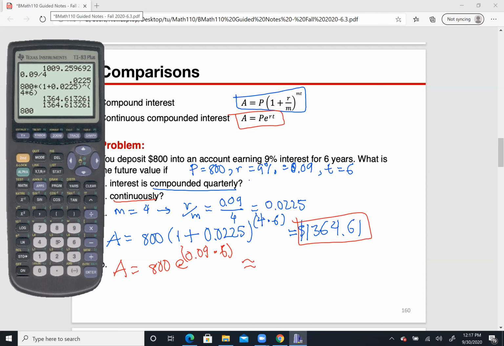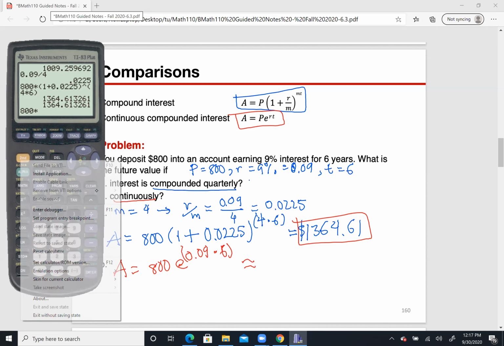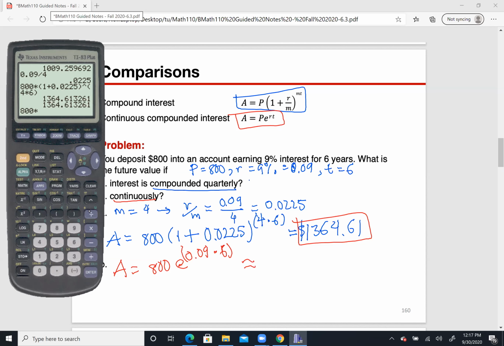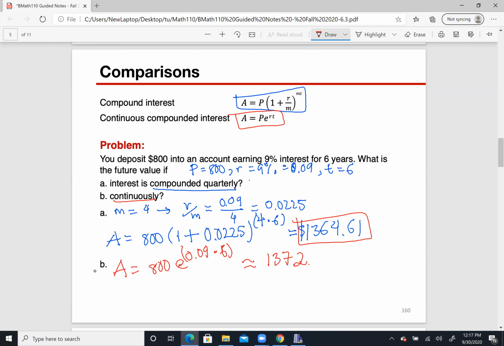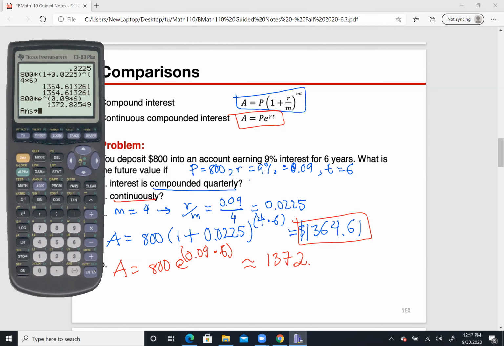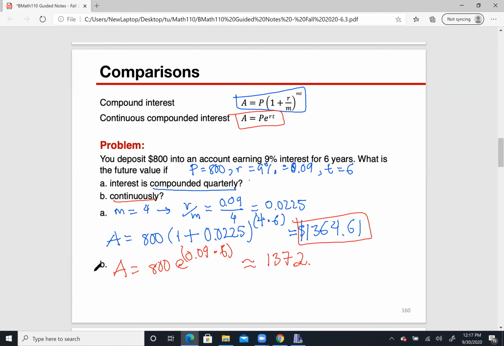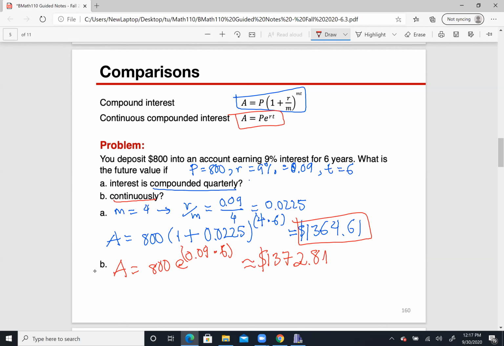800 multiply by e power parentheses 0.09 multiply by 6, and then you have 1372 point, what is that? 80, no, 81 cents. Okay, that should be the amount of money you're going to have after using compound continuously.